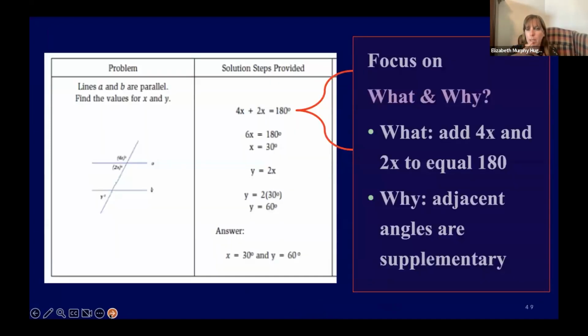Here's another way of looking at it. This really breaks it down for students, using writing with these worked examples.